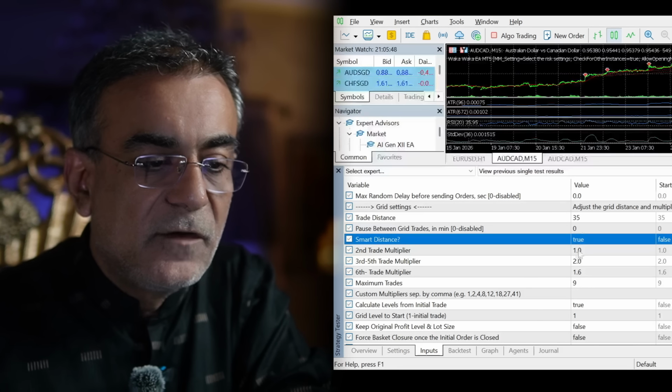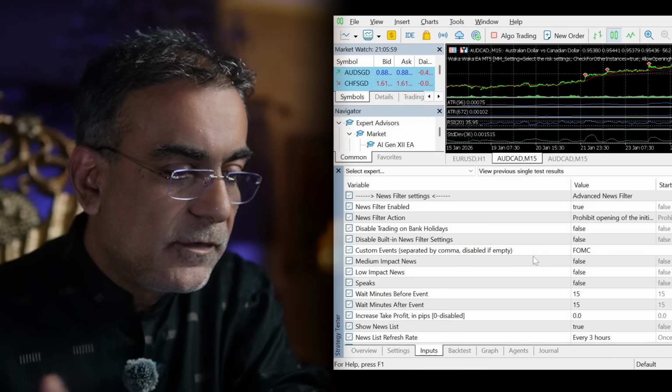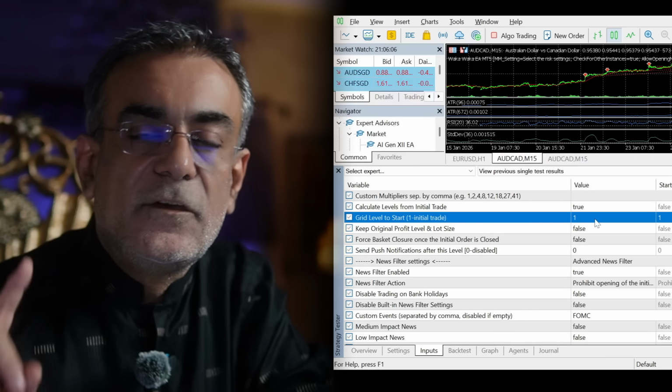Well, smart distance, it is very, very smart. In a way, if the faster ATR 96 is more volatile than the longer term ATR 672, you might want to increase the distance, and it's a good linkage. Then you have the multipliers for the lot sizing and martingaling. And there's one more setting which is of interest, which is the grid level to start. And it's a very clever one.